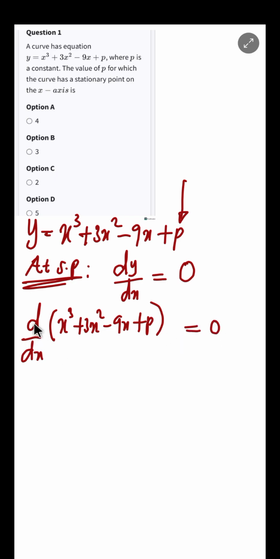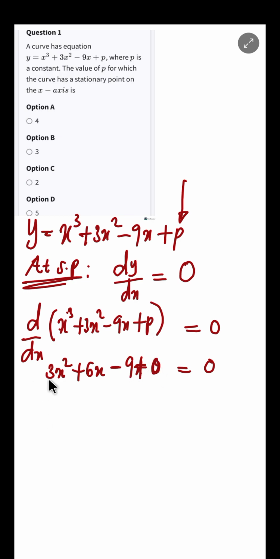Now let's differentiate x cubed with respect to x, and that will surely give us 3x squared. If I differentiate 3x squared with respect to x, that should be 6x. If I differentiate 9x, that's minus 9. Is that clear? Then plus, if I differentiate p, that's 0. Remember that p is a constant, so when I differentiate a constant, I'll surely have 0.